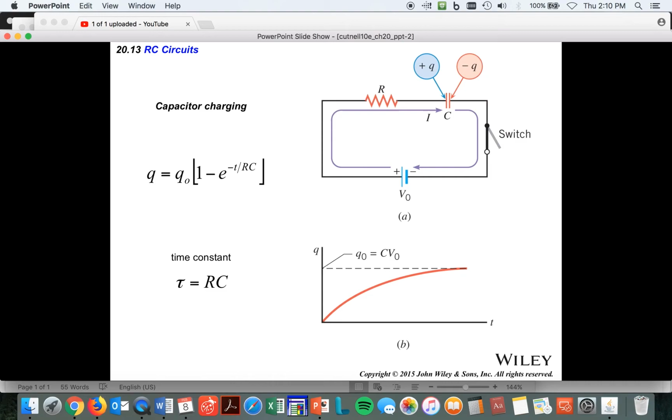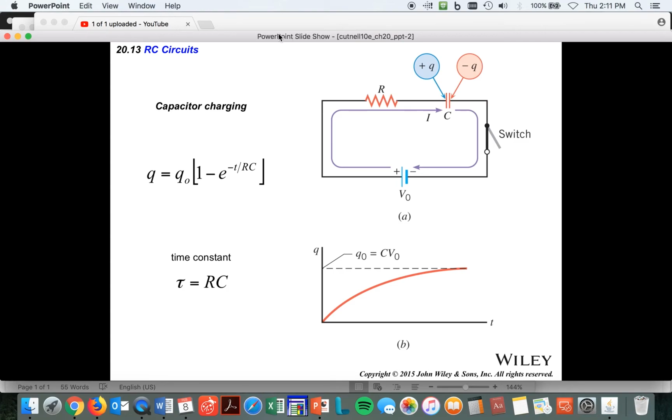RC circuits. Classic RC circuits that every health science person should know about. And I have to be honest, I've never been trained on one. It's a defibrillator. It charges up, and it discharges. Okay. Sound effects notwithstanding.